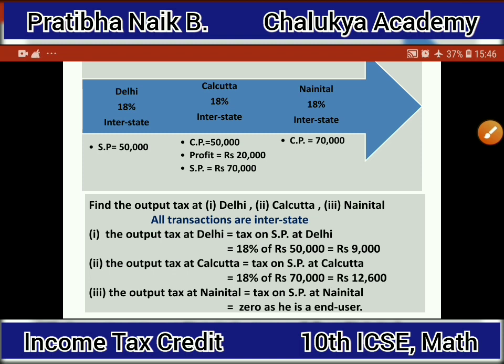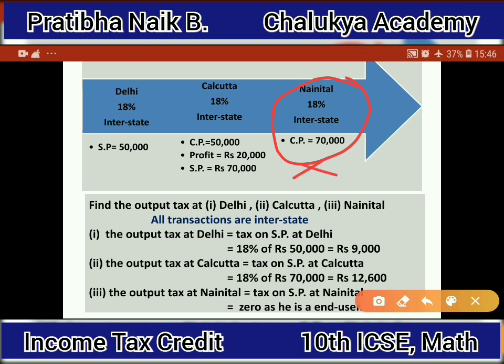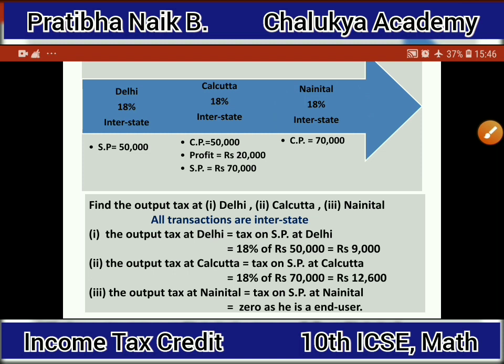Next is output tax at Nainital. As we know, the dealer at Nainital is the end user, that means he can be a customer, he is not reselling the product, so definitely no selling price is given over here. We know that output tax means tax on the selling price, and here there is no selling price, so output tax at Nainital is 0 as he is an end user. So dear students, you need to follow all these steps. You have to mention whether the transaction is interstate or intrastate, and you have to write the steps accordingly.